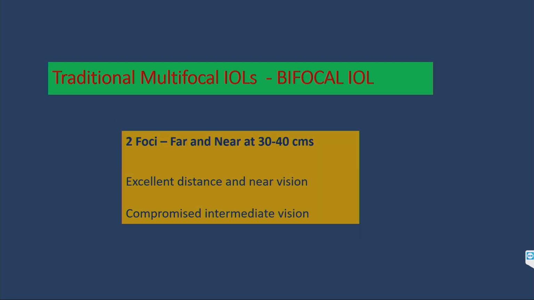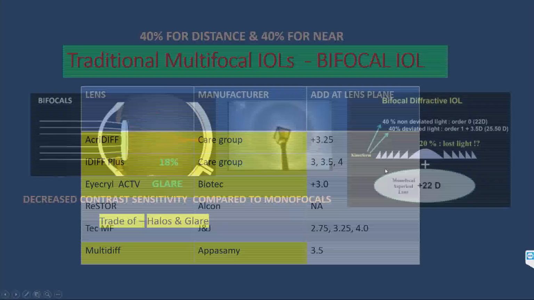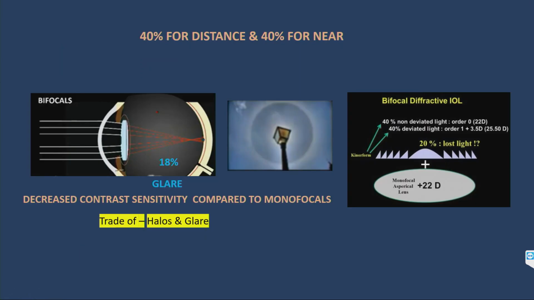Now the traditional multifocal lenses were bifocal lenses. They had two focal points, one for far and one for near at around 30 to 40 centimeters. They gave excellent distance vision and near vision, but compromised intermediate vision. These lenses split the light, that is 40% for distance and 40% for near, and the remaining 18 to 20% of the light was dispersed, that is scattered or lost, and this produced glare.